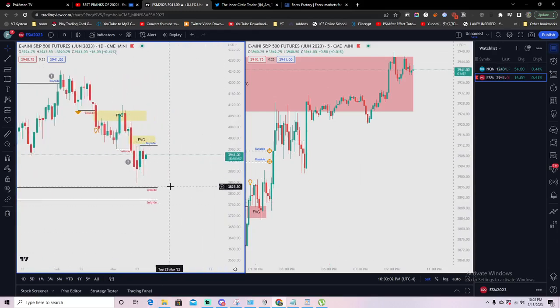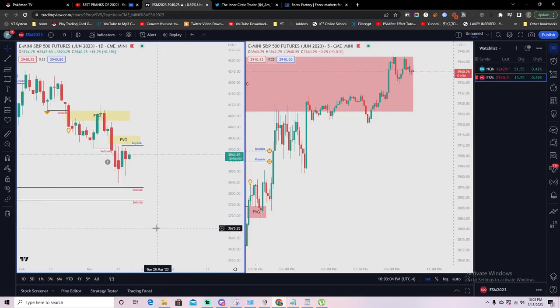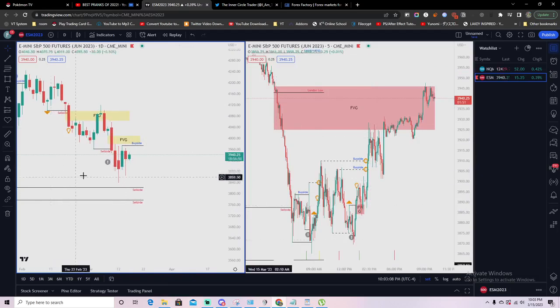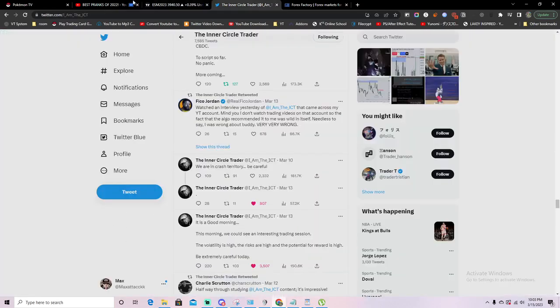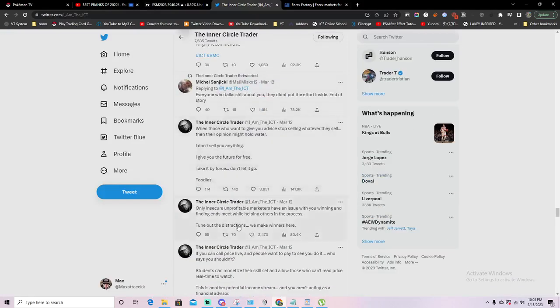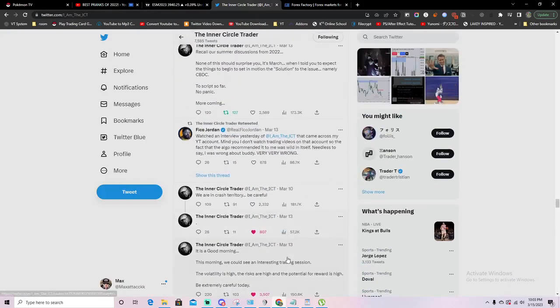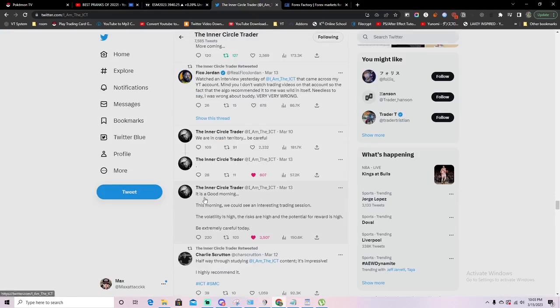Ultimately right now I want to spectate what price is going to do. I'll make that more clear in a minute when we go through the analysis, but we've had these relative equal high territories that have been created all week. Monday started the 13th. ICT says: good morning. This morning we could see an interesting trading session. Volatility is high, risk is high, and the potential for reward is high. Be extremely careful today. Period.